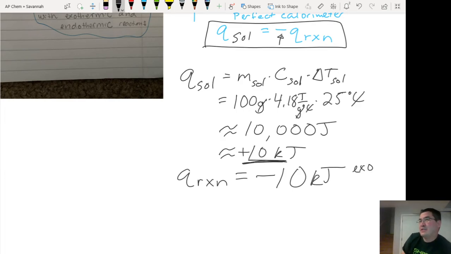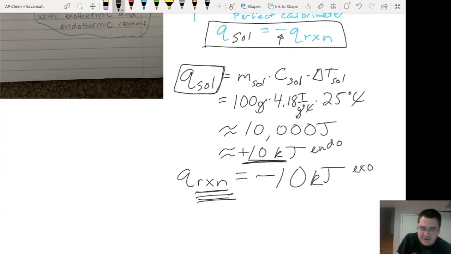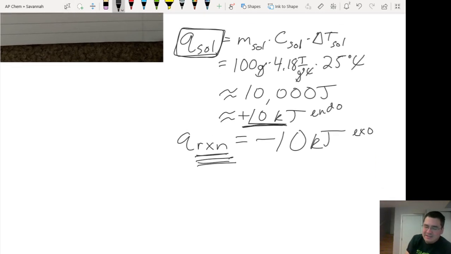But if you were studying the solution, what just happened to the solution? It's endothermic. Correct, because it gained. But since we're chemists, we always study the reaction. But we can't directly, like there's no thermometer that you can stick into chemicals. So what we have to do is we make all of our measurements on the solution, and then we switch the sign because we're studying the reaction.